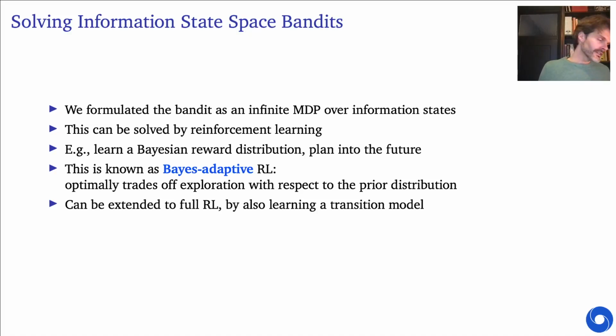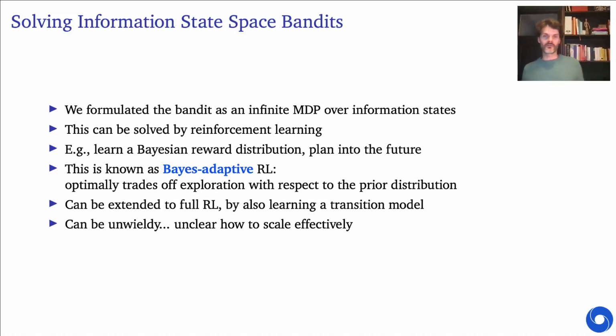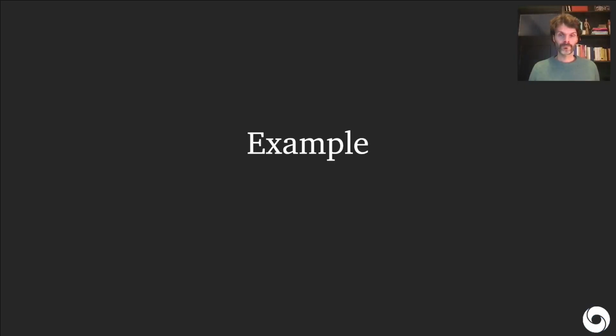Now, obviously, this can be extended to full RL by also learning a transition model, but it becomes very unwieldy very quickly. I already mentioned planning indefinitely into the future, and it's a little bit unclear how to scale this effectively. That doesn't mean it can't be done. It just means it's not immediately obvious how to do that. I did want to mention it because it might be an interesting approach for future research. Okay, now we're going to go back to one final example.